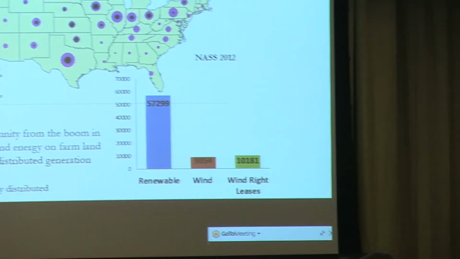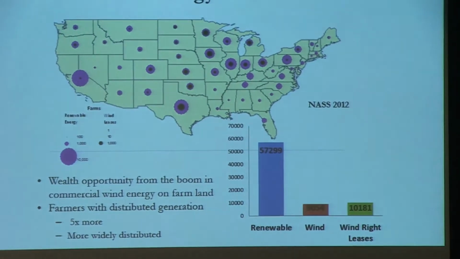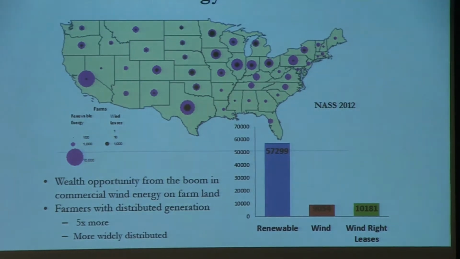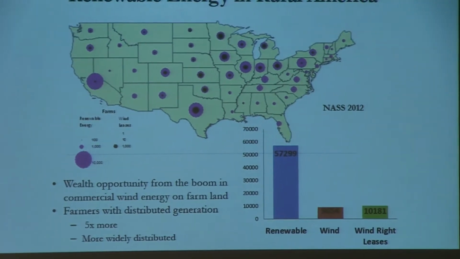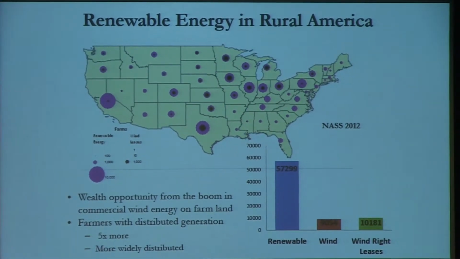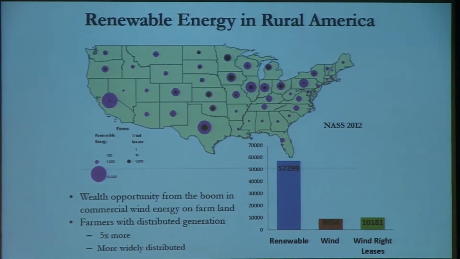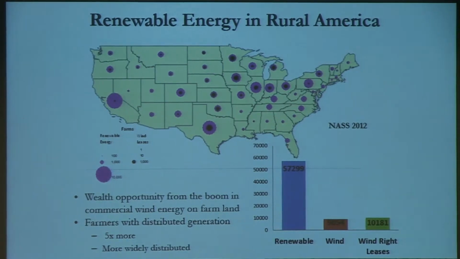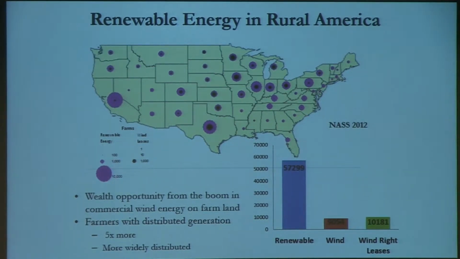The reason we're talking about distributed generation, which is generation close to the place where energy is actually going to be used, is that even though the majority of the wealth opportunities does come through wind leases, unfortunately these wind leases are only available for very few farmers. They're going to be the farmers in the Great Plains who are targeted by wind developers for their land and the wind development there.